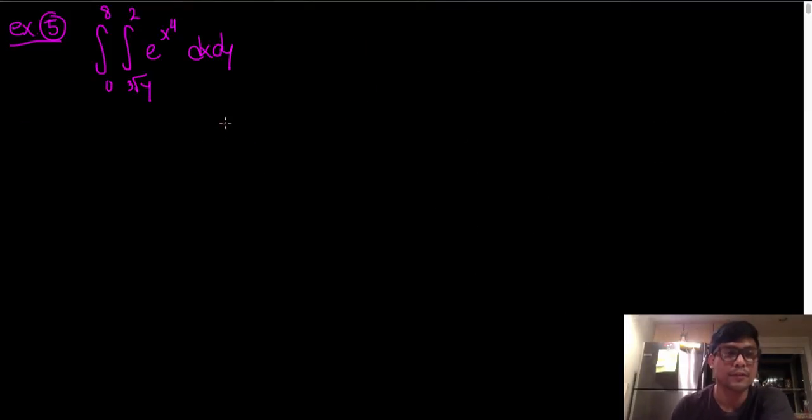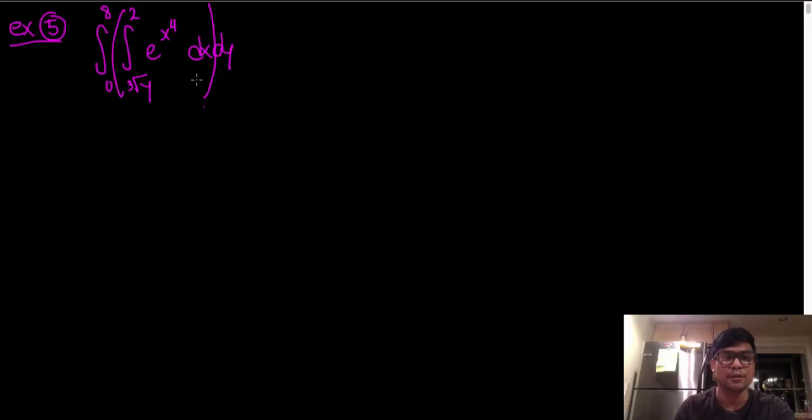And now for this fifth and last example of this video here, we'll take a double integral of e to the x to the fourth power dx dy, where x is ranged from the cube root of y to 2, and y is ranged from 0 to 8. Okay, I don't think I can think of a way to solve this integral with respect to x first.